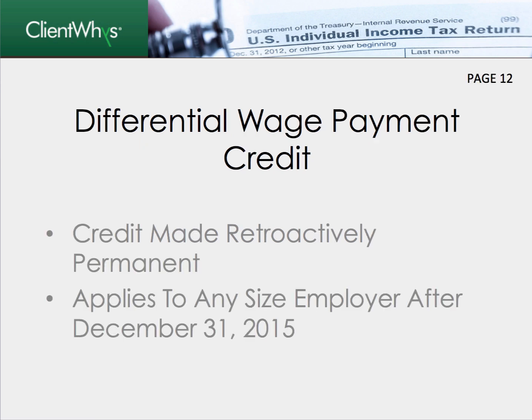Okay, so next up is differential wage payment credit. Now, through 2014, an eligible small business, and that applies to a business with 50 or fewer employees, could pay the differential wage to an employee and get a credit for it. The differential wage is for an employee who goes into military service for greater than 30 days. If the employer is nice enough to pay him the difference between his military pay and his work pay, the employer gets a credit for that. The credit's equal to 20% up to a maximum of $20,000 of differential pay for the employer during any tax year. So this is made permanent. In addition to being made permanent, after December 31st, 2015, it applies to any size employer, not limited to those with fewer than 50 employees.